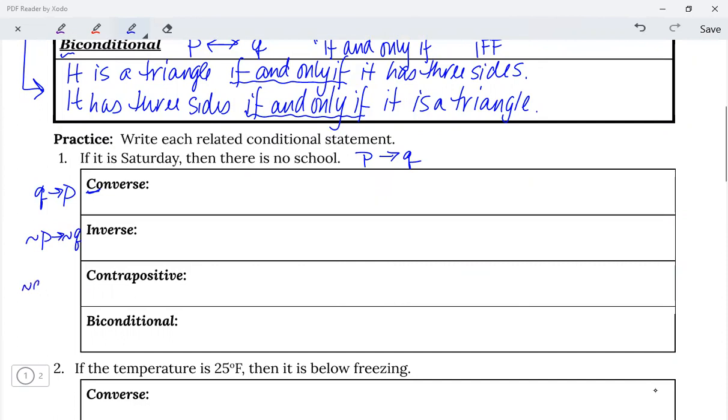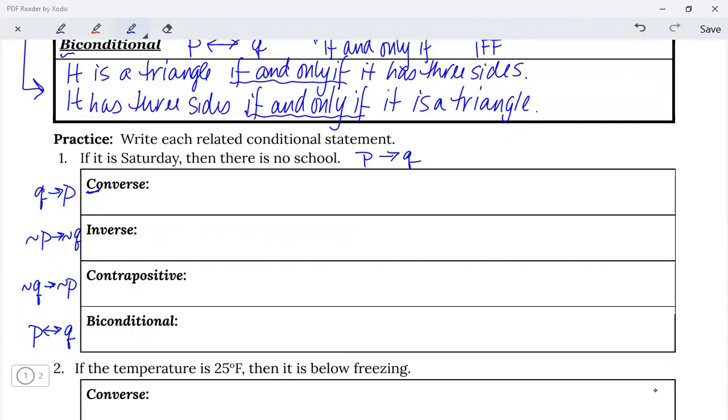Now, every time I'm writing these, I'm actually modifying the very first sentence. So again, the converse, I switch the order of the conditional. The inverse, I take that original conditional statement and I'm throwing a not in front of both of them. Contrapositive, I'm taking the original conditional, switching and flipping. And then biconditional, take the original, and we're just throwing that if and only if in the middle. Again, always go back to that original conditional statement. So let's write these out.